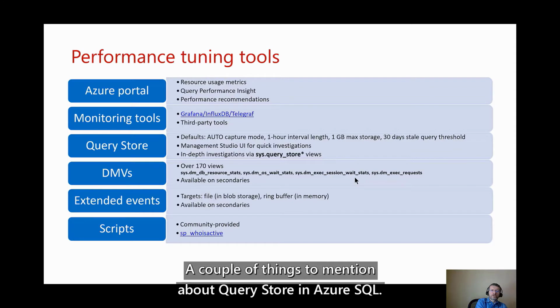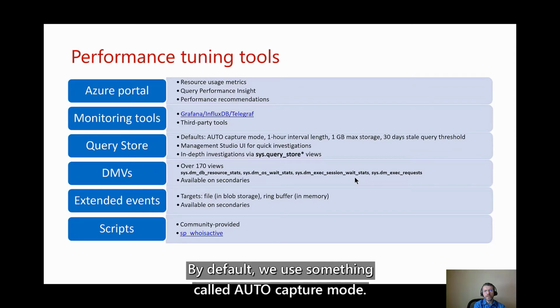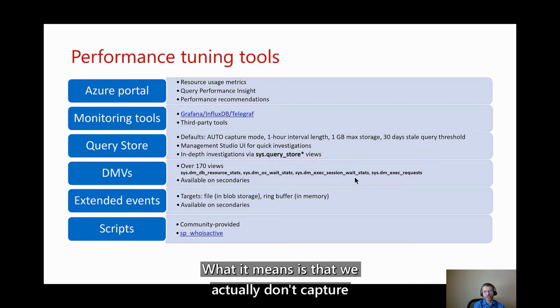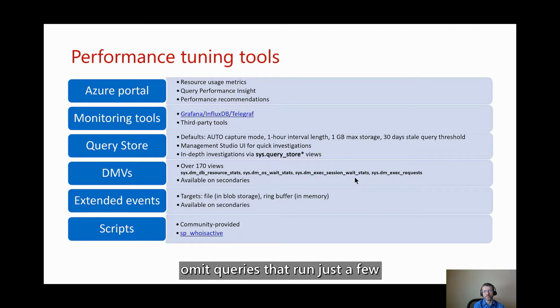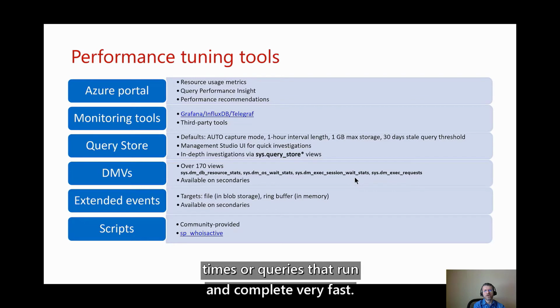A couple of things to mention about Query Store in Azure SQL. By default, we use something called auto capture mode. What it means is that we actually don't capture every query. By default, we omit queries that run just a few times, or queries that complete very fast. Also, the default aggregation interval length is 1 hour, right?